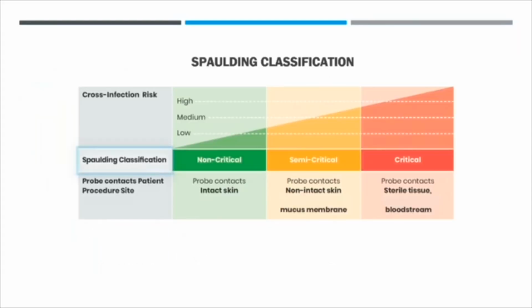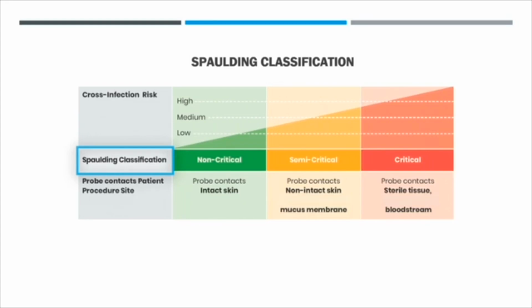Now, the tool that's used to assess risk is the Spalding classification. This is a very old system. It must be at least 40 years old. It divides reusable medical devices, including probes, into three categories: non-critical, semi-critical, and critical, depending on two things. One, the organisms that they may become contaminated with, but primarily it's based on their risk of transmission of infection.